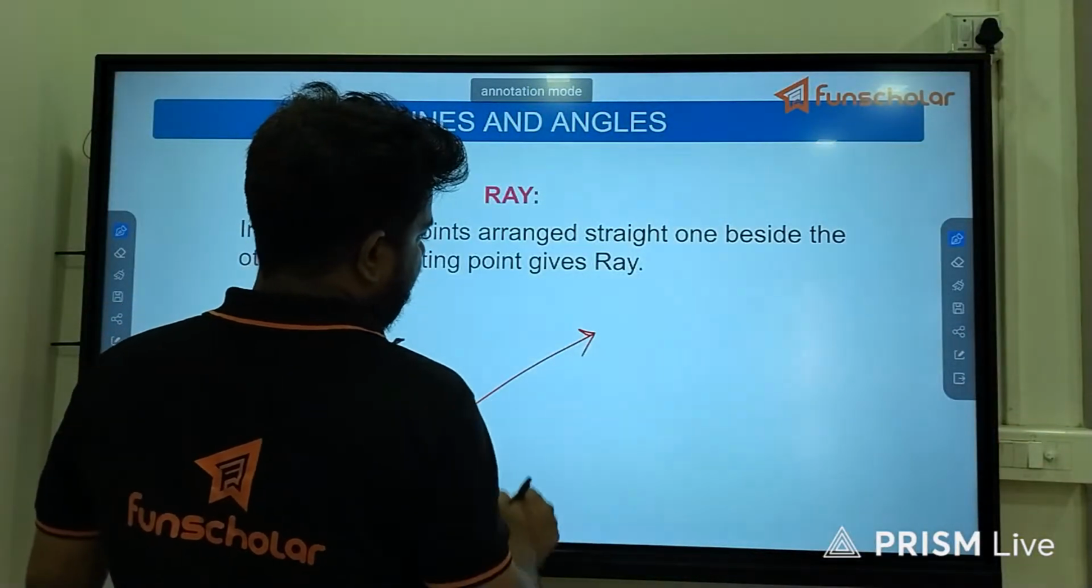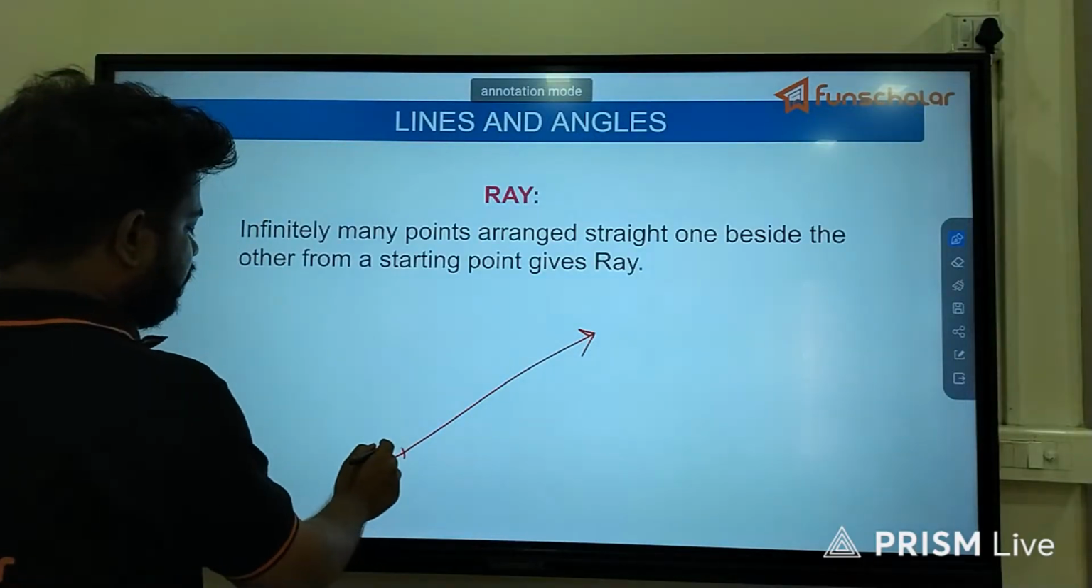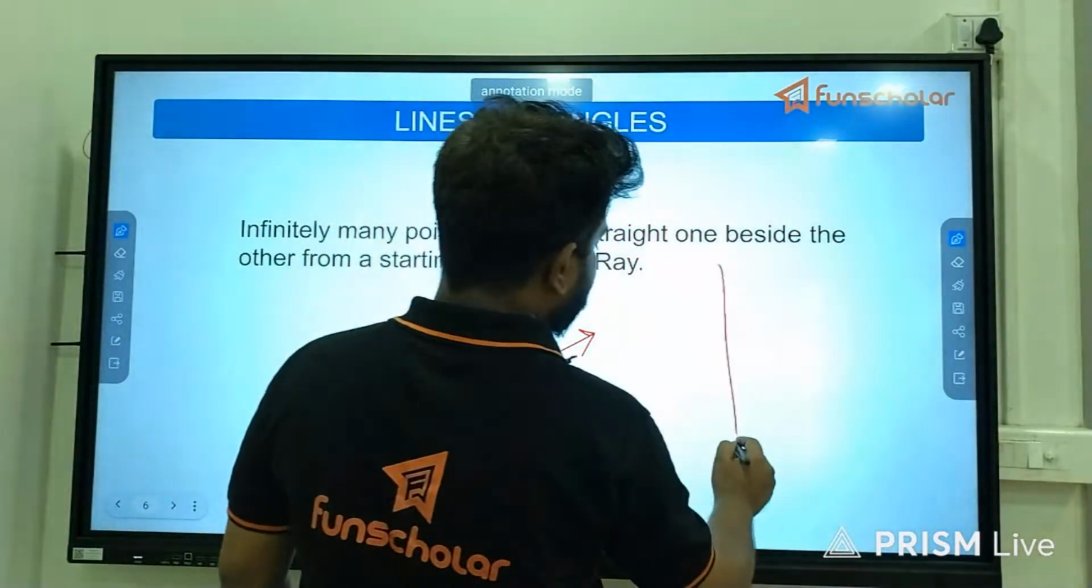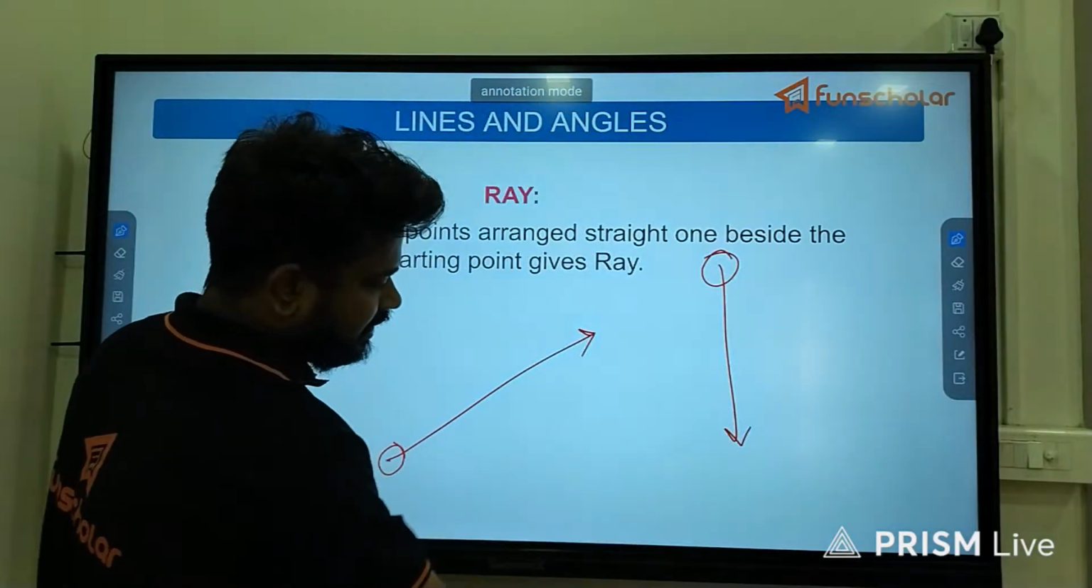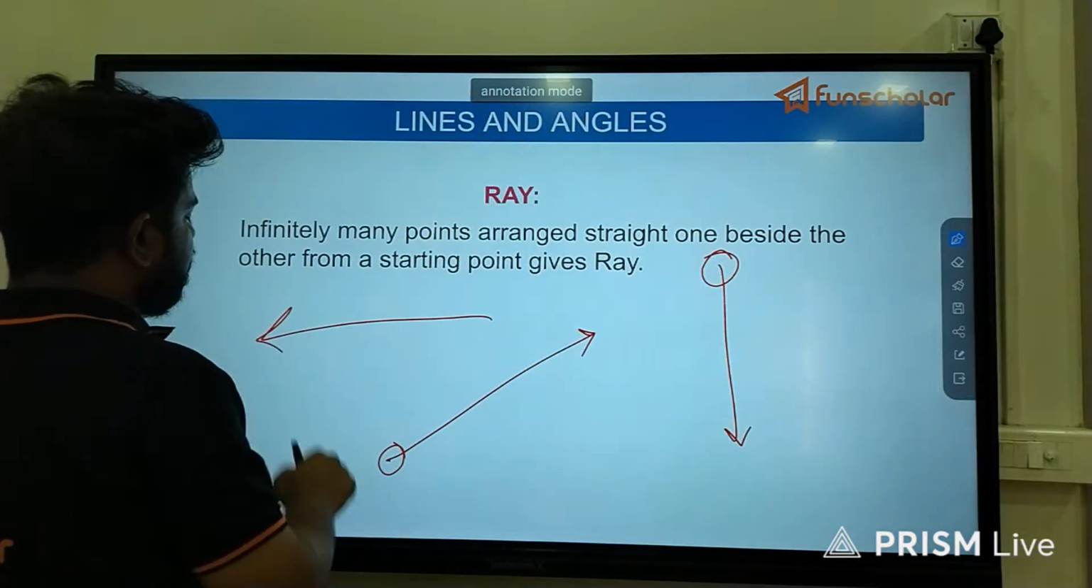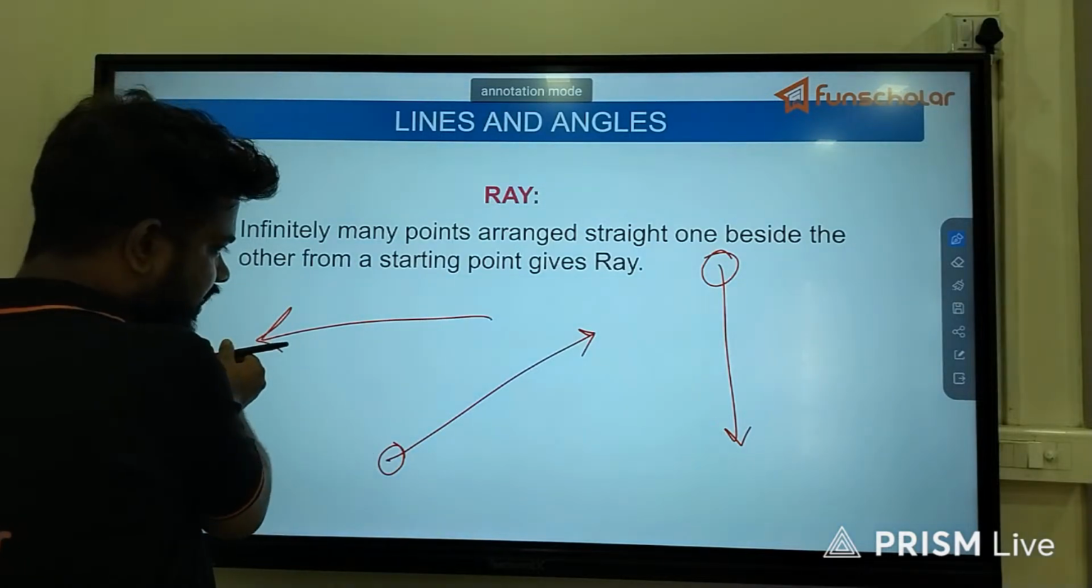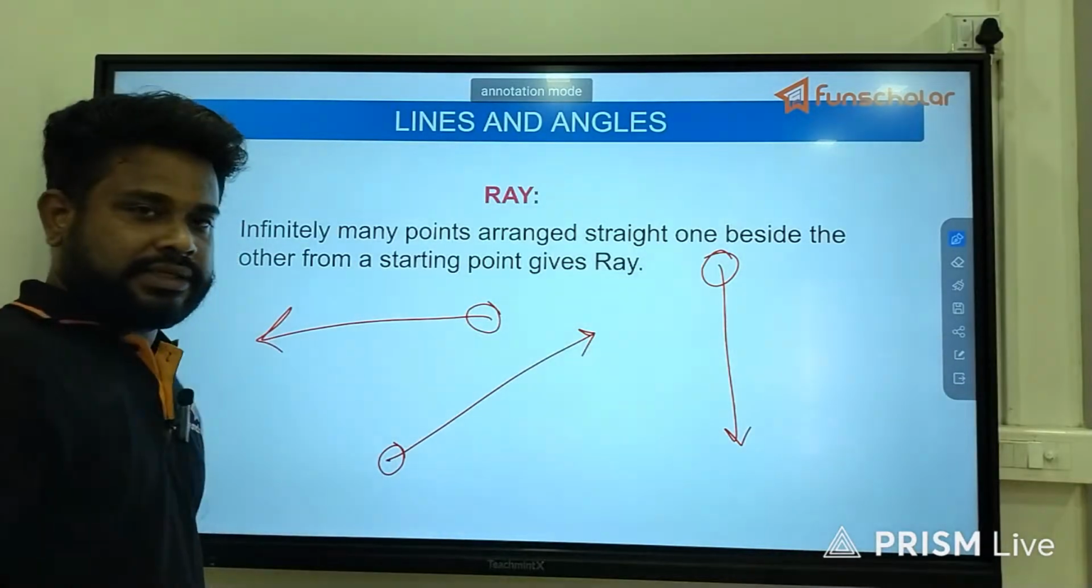So this one will be a ray for this side. Its starting point is this. This one will be a ray and its starting point will be this, and it will be extended in this side. This one will also be a ray and it will extend to this side, and its starting point is this.